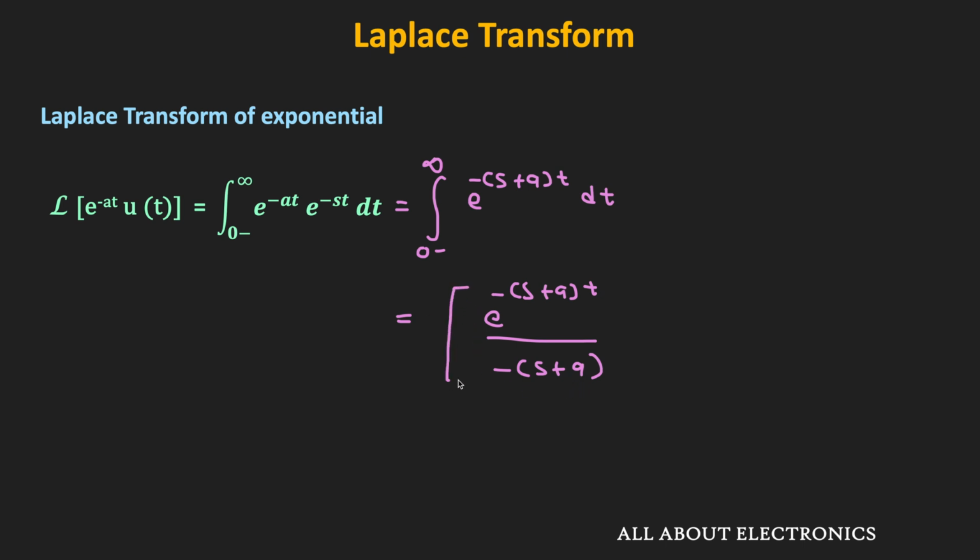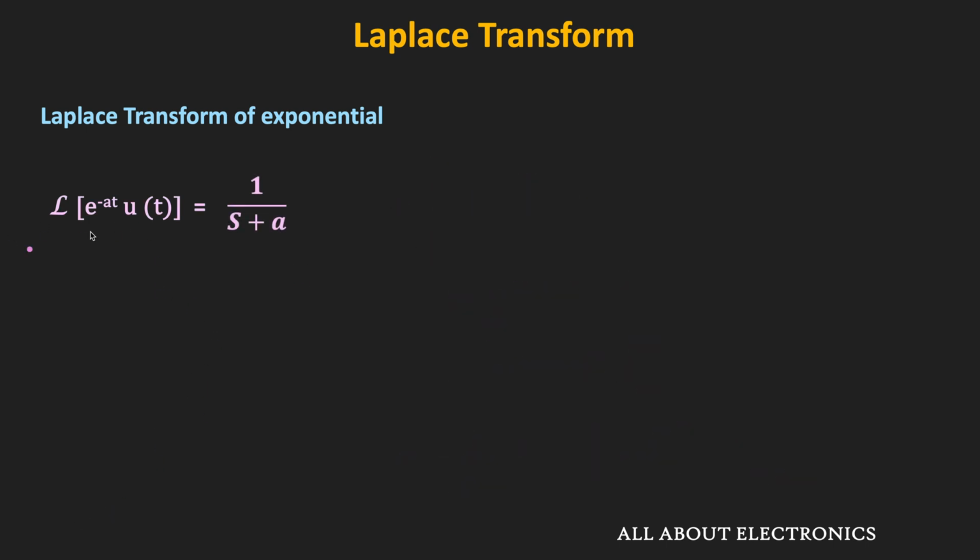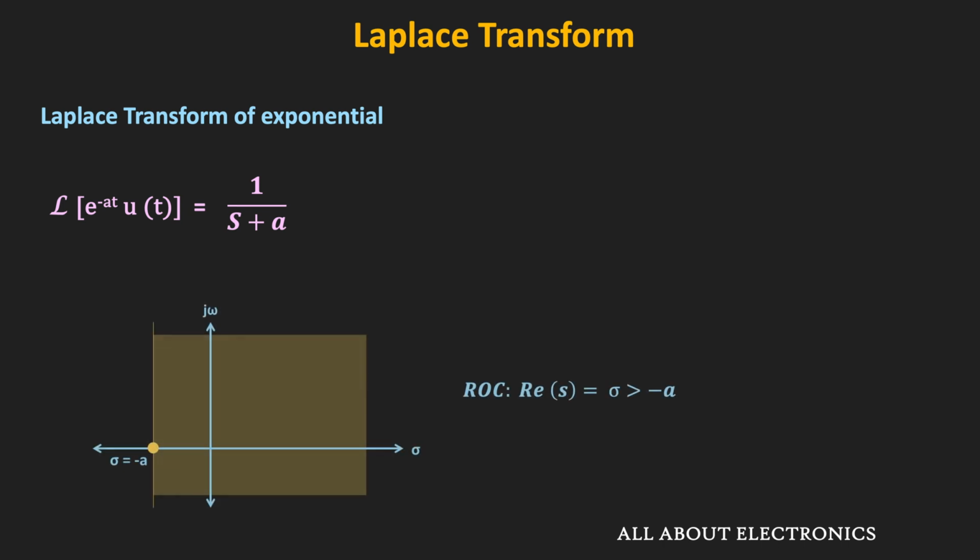So here the integration limits are from 0 to infinity. So if we put the integration limits, then we will have minus 1 divided by s plus a times e to the power minus infinity minus e to the power 0. So as you know, the e to the power minus infinity is 0, while the e to the power 0 is 1. So eventually we will have 1 divided by s plus a. That means the Laplace transform of this e to the power minus at times u of t is equal to 1 divided by s plus a. So for this function, integration converges when the real part of the s or the value of the sigma is greater than minus a. So this is the ROC for the given function.